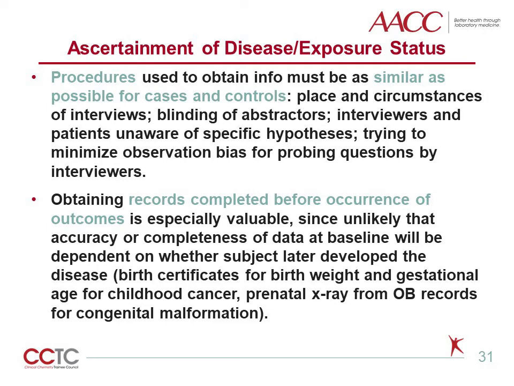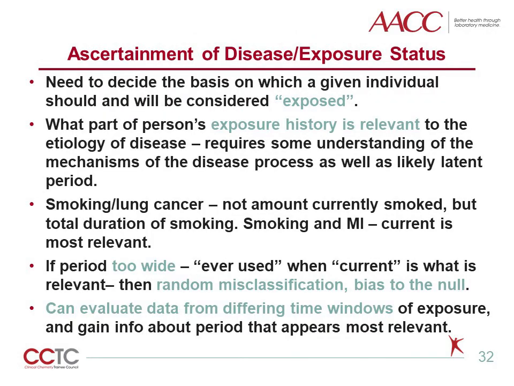And if you can obtain records that are completed before the occurrence of the outcome, that's going to be especially valuable in a case control study. So use birth certificates for birth weight and gestational age. Use prenatal x-rays coming from obstetrics records for congenital malformation. Try to use information that could not be biased by the fact that we all know now that a child has been born with a congenital malformation, or a child has been born with low birth weight, for example.